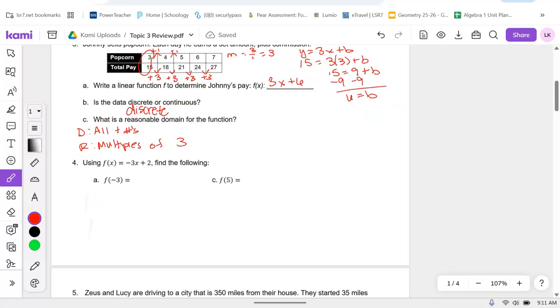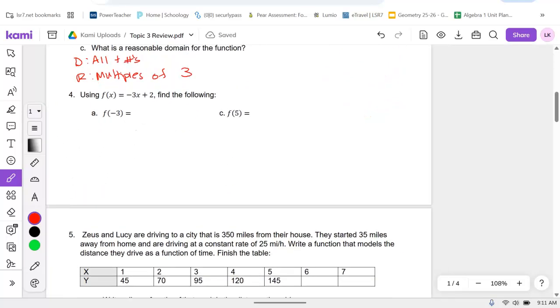Alright, so this one says using f of x equals -3x plus 2, find the following. Find f of -3. So the first thing, I'm just plugging -3 in for anywhere there's an x. So f of -3 equals -3 times -3 plus 2. -3 times -3 is 9, plus 2. So f of -3 is going to equal 11.